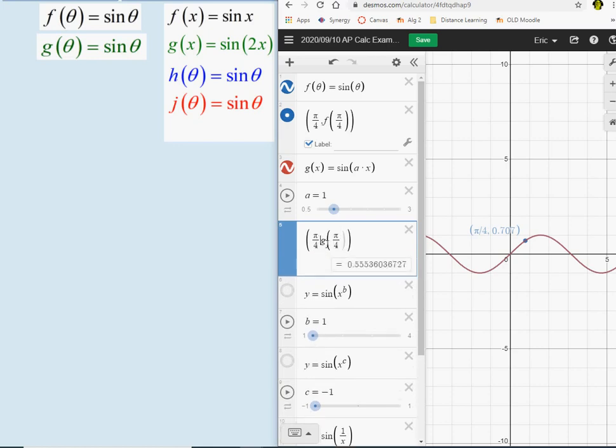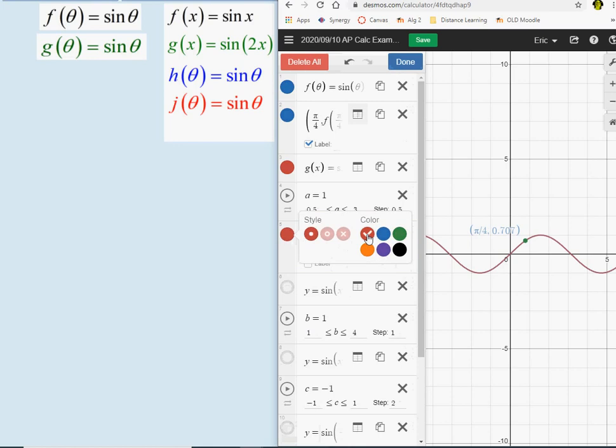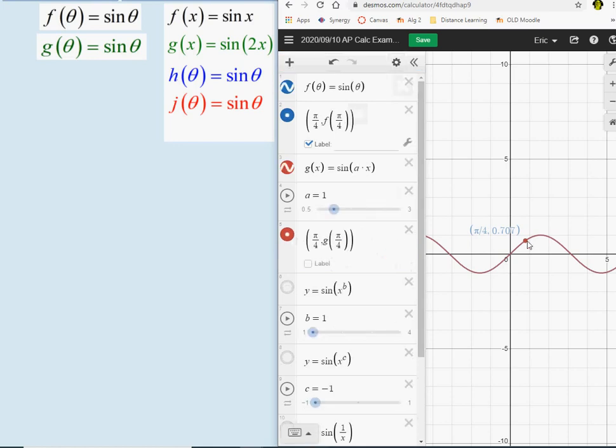Need a comma. Forgot my comma. There it is, right? I want to make that red so it matches our red curve. Okay, there's that same place.